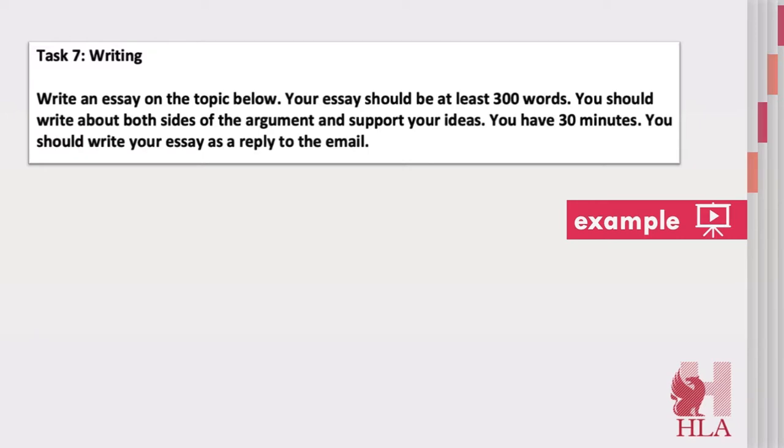So in task 7, you'll be emailed an essay question. As you can see, the essay question says, write an essay on the topic below. Your essay should be at least 300 words. You should write about both sides of the argument and support your ideas. You have 30 minutes, and you should write your essay as a reply to the email.